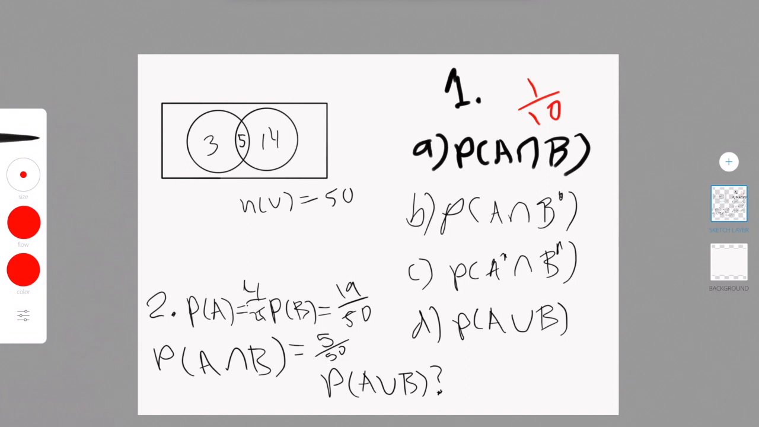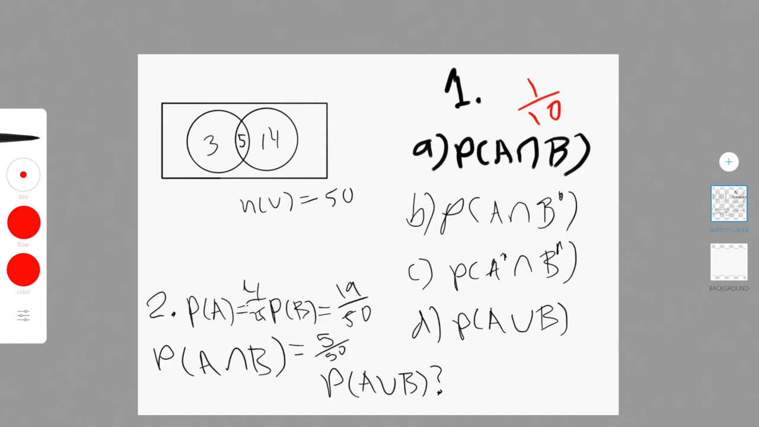There are 5 people that take bio and chemistry, and there are 50 people, so that would be 5 divided by 50, which is simplified to 1 over 10. Now, there are 3 people who take biology, so it would be 3 over 50.